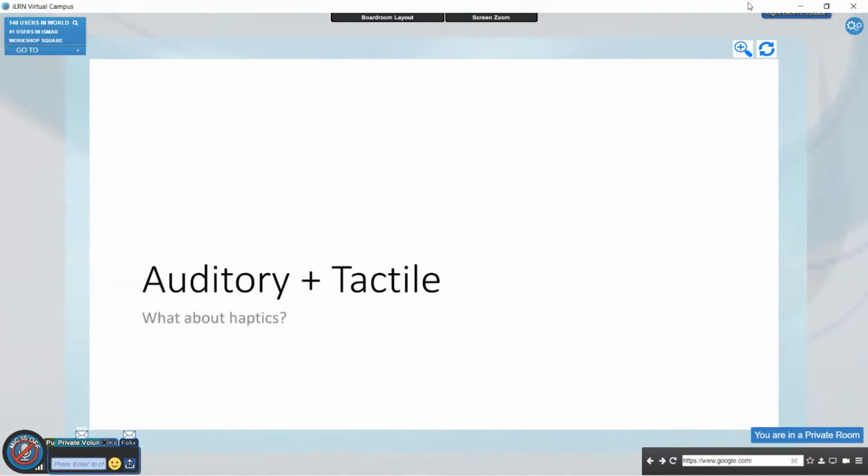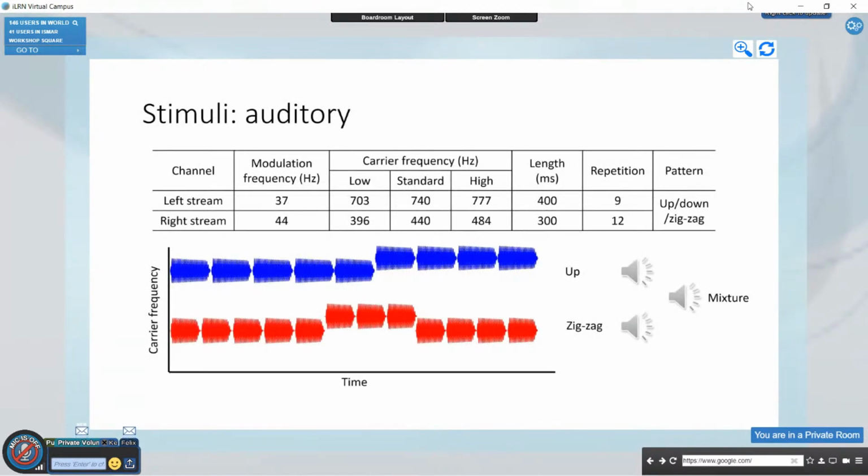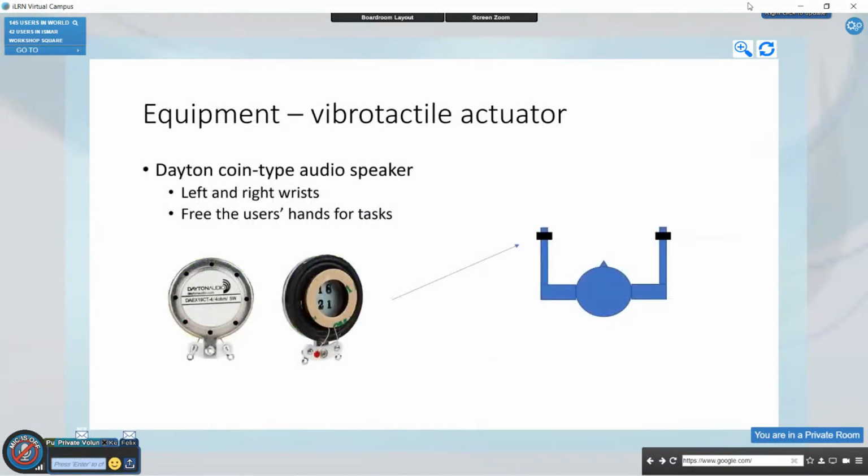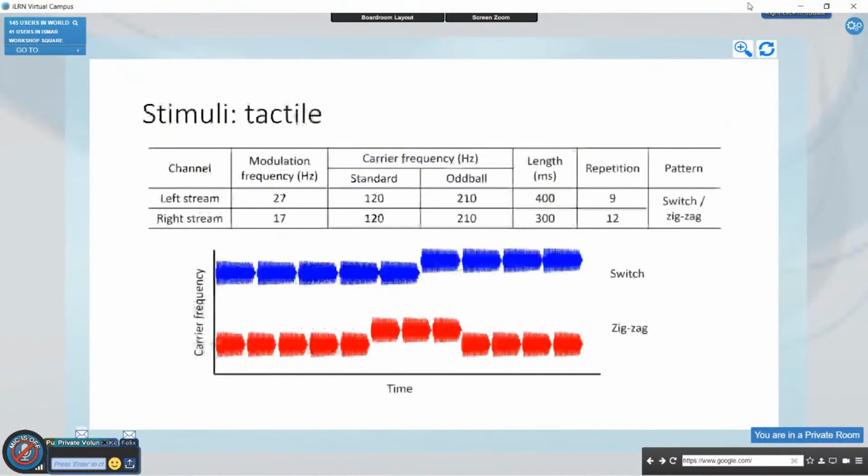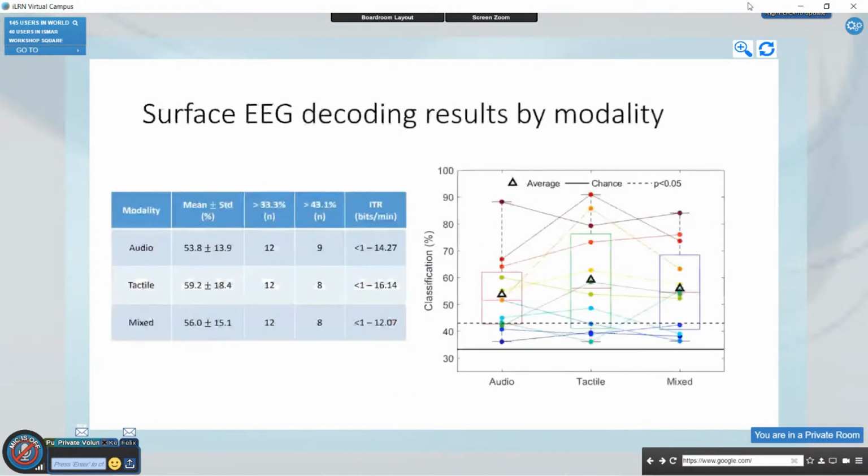Auditory and tactile is something we explore. The question is, what about haptics? This is just doing an ASSR experiment in the auditory domain, but then also performing something very similar in the haptic or tactile domain, where we used a vibrotactile actuator, one on each wrist, taped to each wrist of the user, so that leaves the user's hands free for other things. And we play different frequencies. Basically, we create a stimulus that is the analog of the audio.